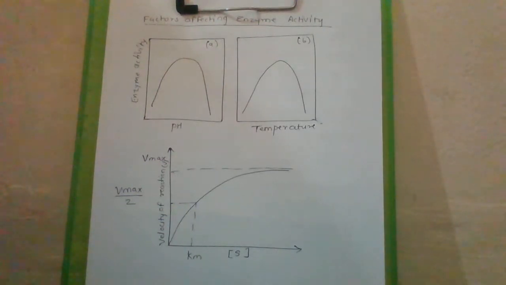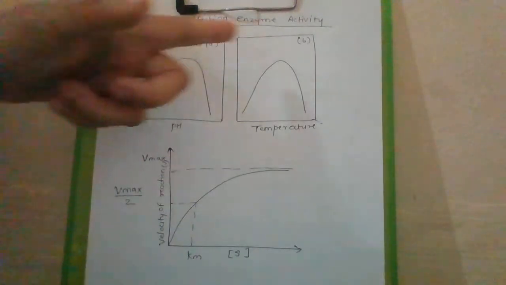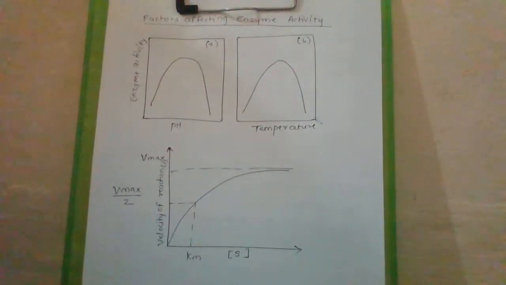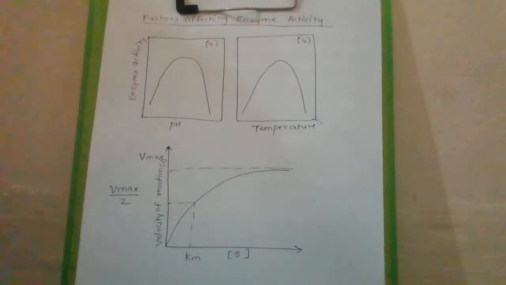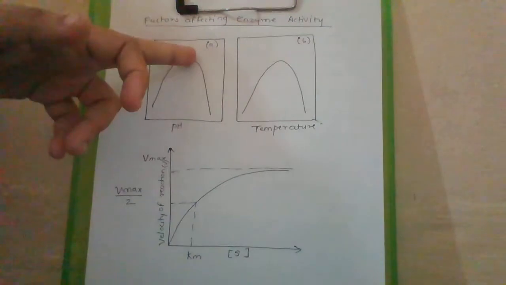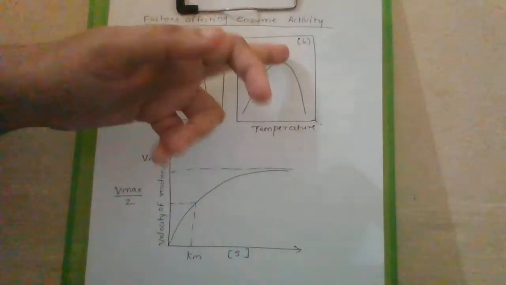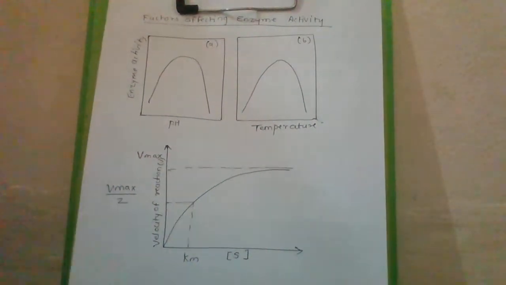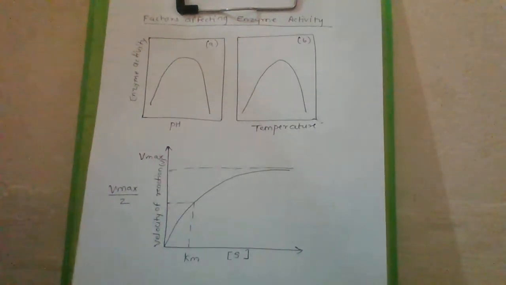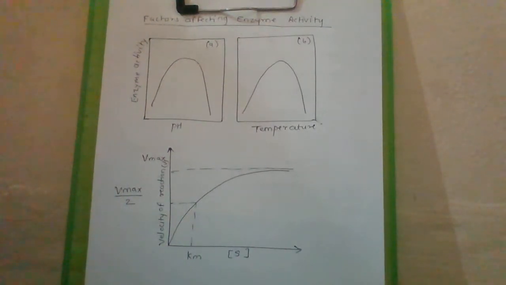Each enzyme shows its highest activity. See here, its highest activity at a particular temperature and pH is called the optimum temperature and optimum pH. This point is what? Optimum pH and optimum temperature. Activity declines both below and above the optimum value.